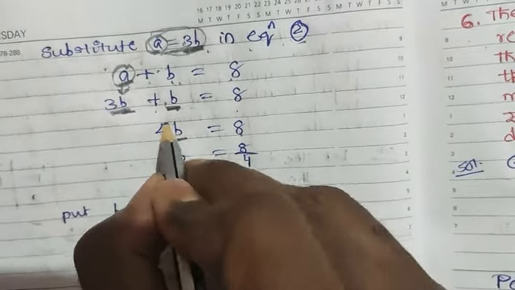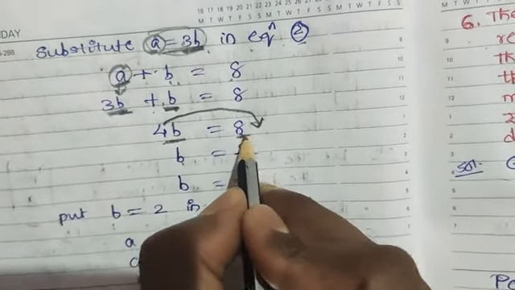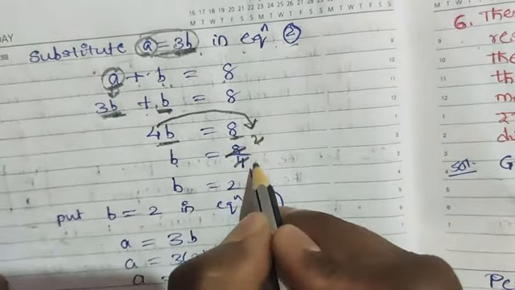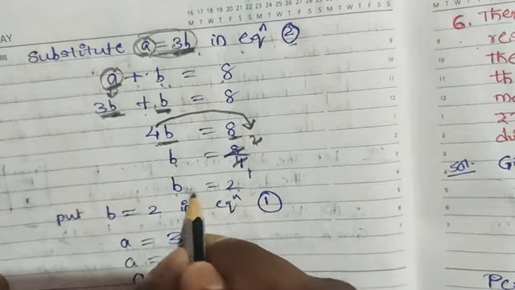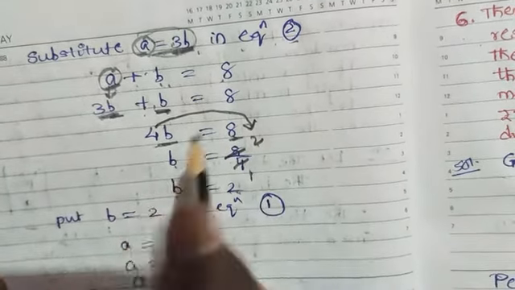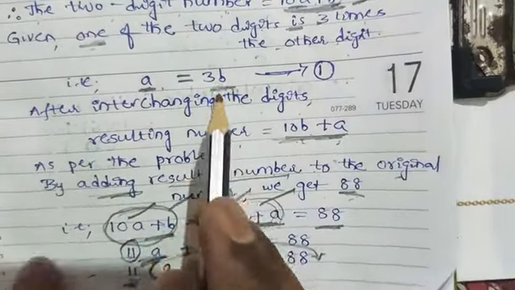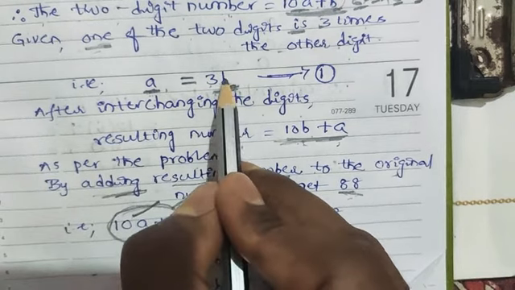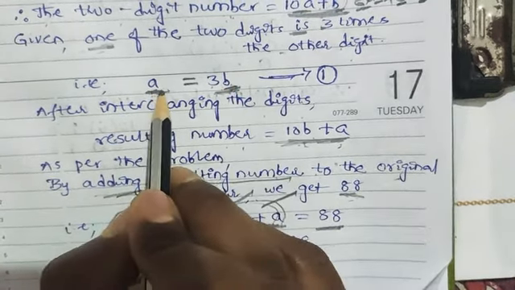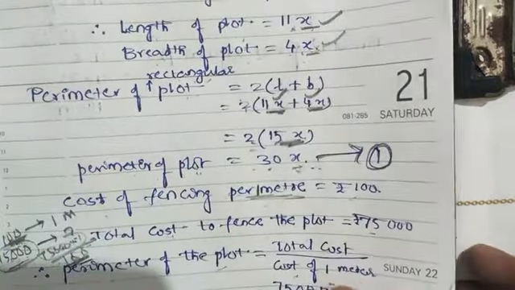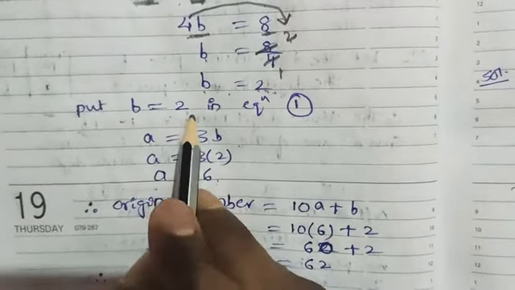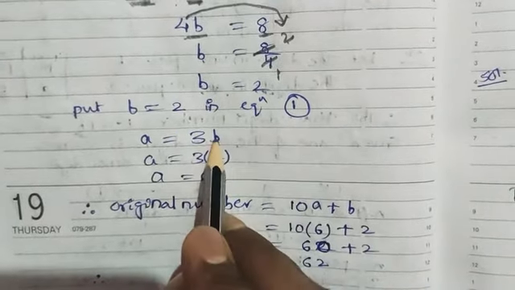So B is equal to: 4 is multiplying, it comes to this side and divides this 8. So 8 divided by 4, 4 one time, 4 2 times. 2 by 1 is nothing but 2 only. So B equal to 2. But the first equation is nothing but A equal to 3B. If you know the B value, then 3 is multiplied with that B value, and automatically you will get the A value. Here the B value you got as 2. So put B equal to 2 in equation number 1, that is A equal to 3B.